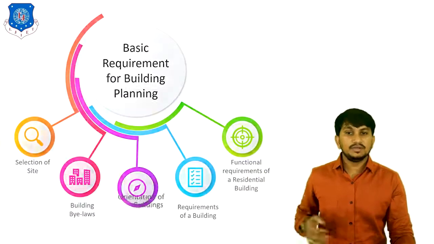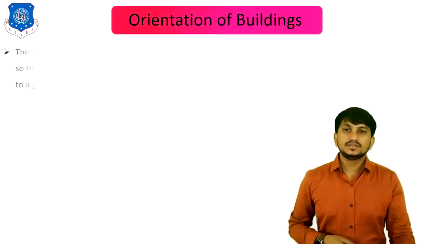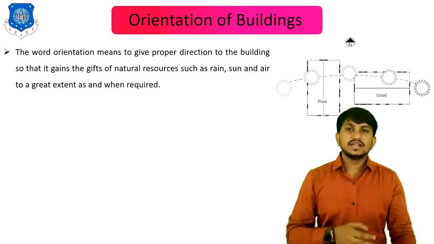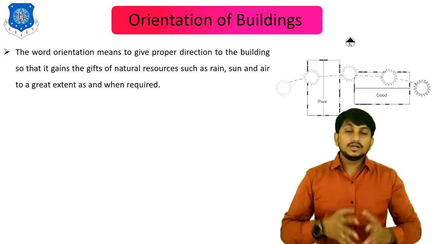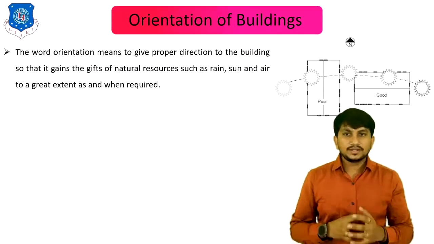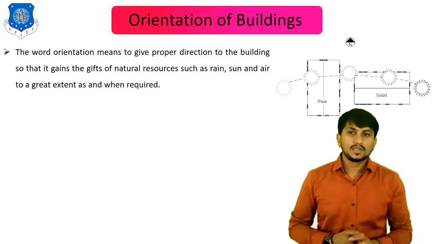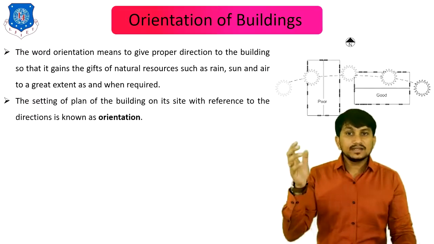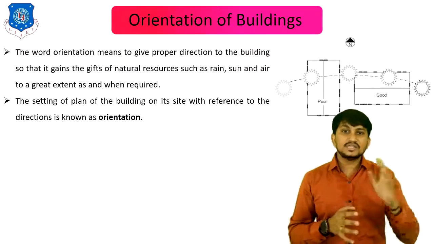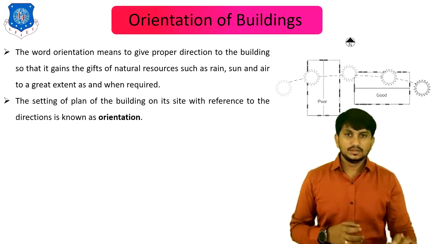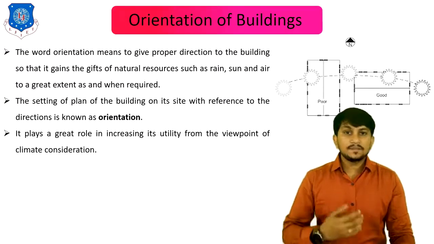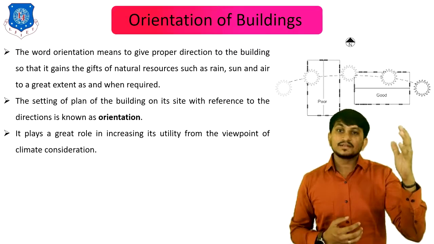Third is orientation of the buildings. The word orientation means to give proper direction to the building so that it gains the gifts of natural resources such as rain, sun, and air to a great extent as and when required. The setting of the plan of a building on its site with reference to direction is known as orientation of the building. It plays a great role in increasing its utility from the viewpoint of climate consideration.